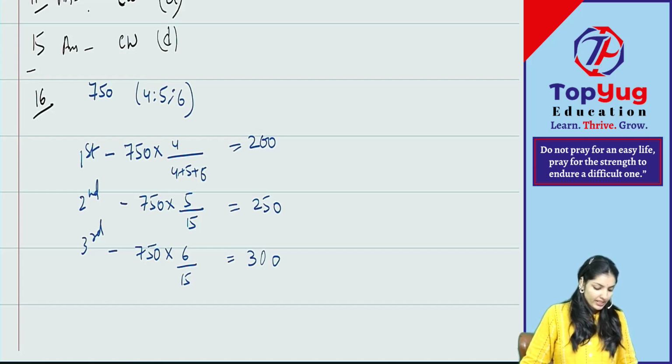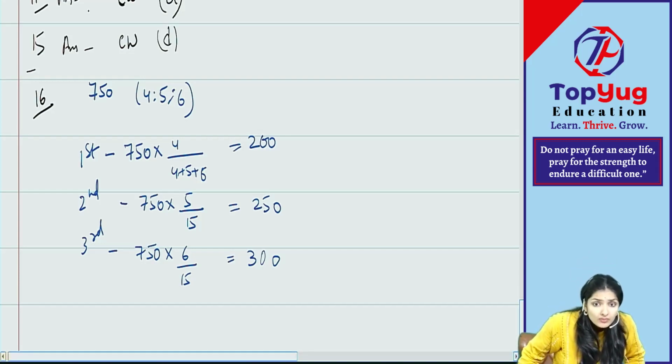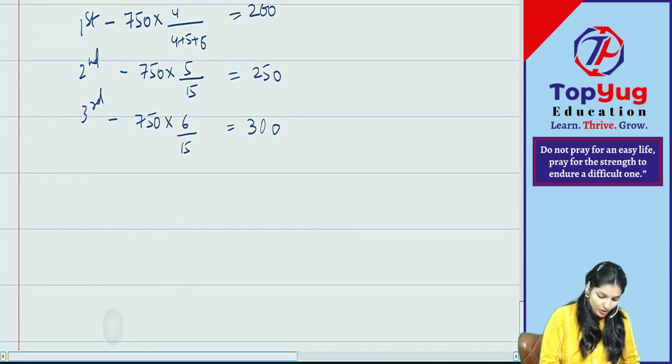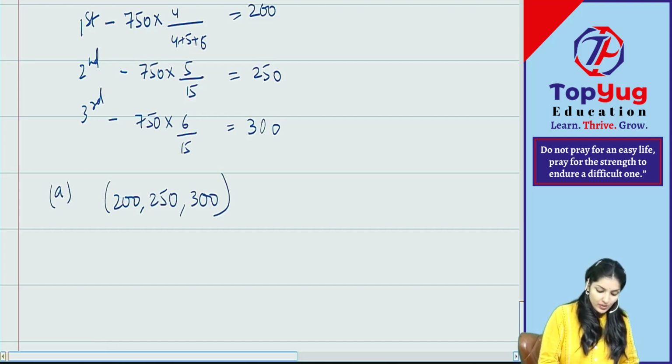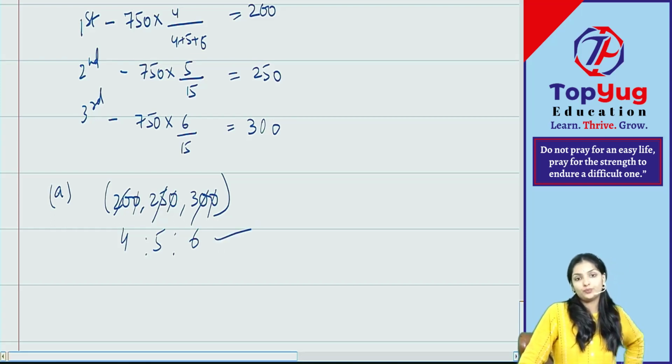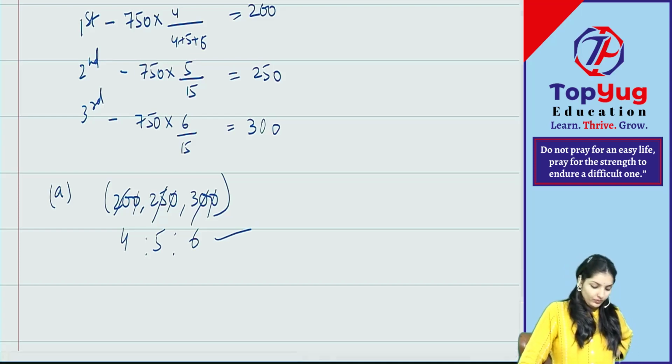Guys, try doing 17th, 18th. You want me to show the trial and error method? Take option A. In option A it is given as 200, 250 and 300. So cancel it. When you cancel it, you can cancel the 0, 0, 0. Now 4 5s are, 5 5s are, 5 6s are. So you got the ratio specified in the question. Do 17th and 18th.